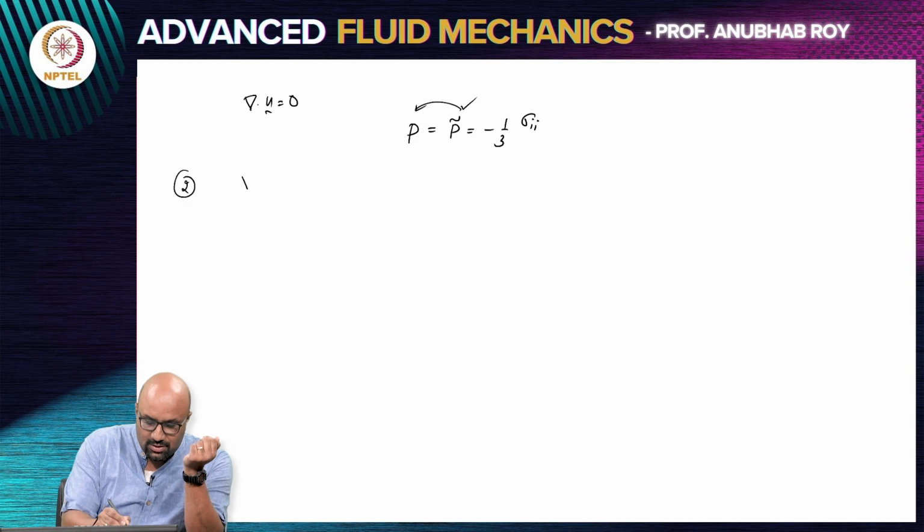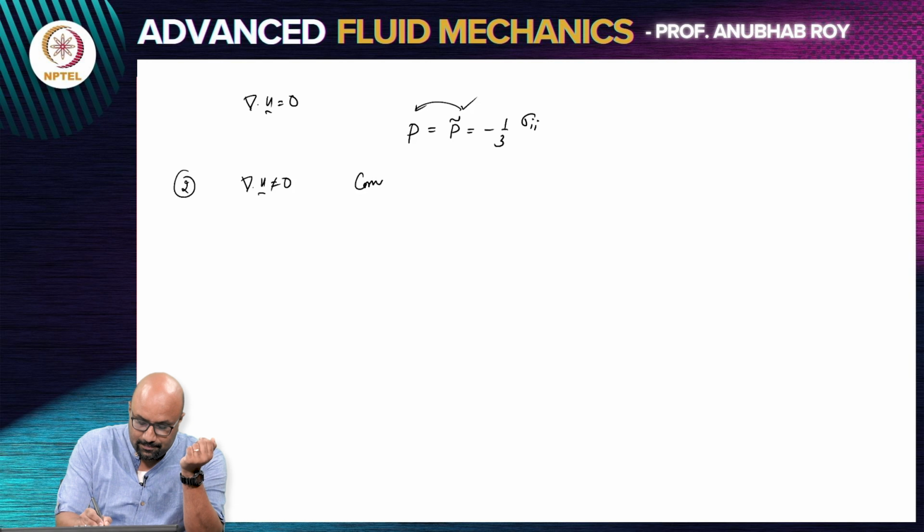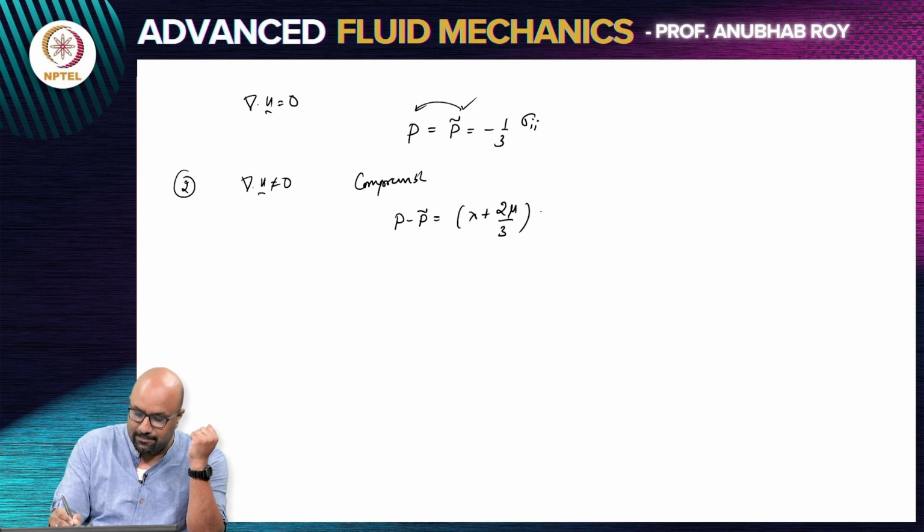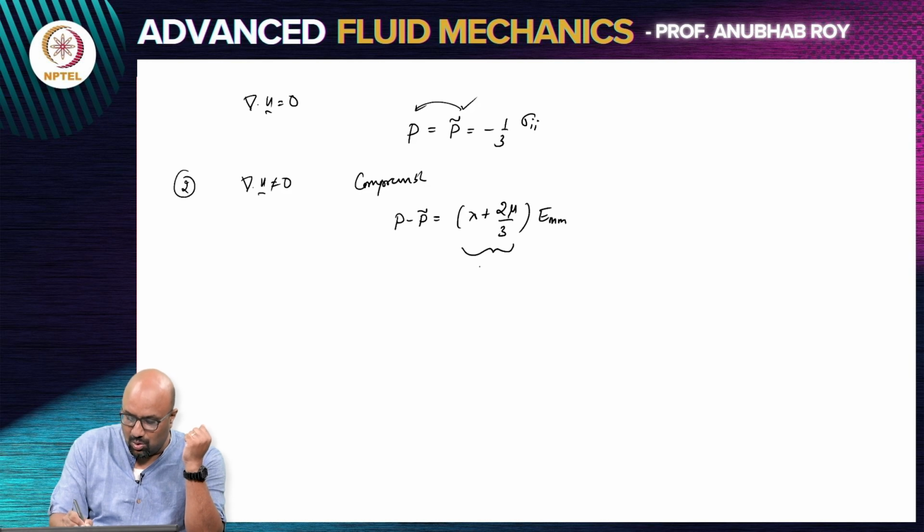What if divergence of u wasn't 0? You were dealing with a compressible system. So, when you are dealing with a compressible system, you will have P minus P tilde is lambda plus 2 mu by 3 times E_mm, and this quantity is known as coefficient of bulk viscosity.